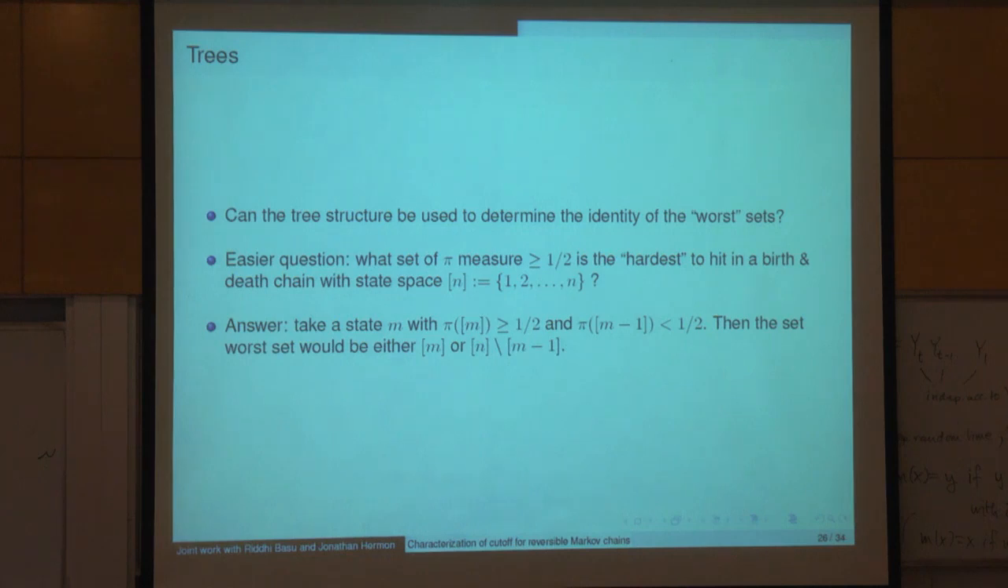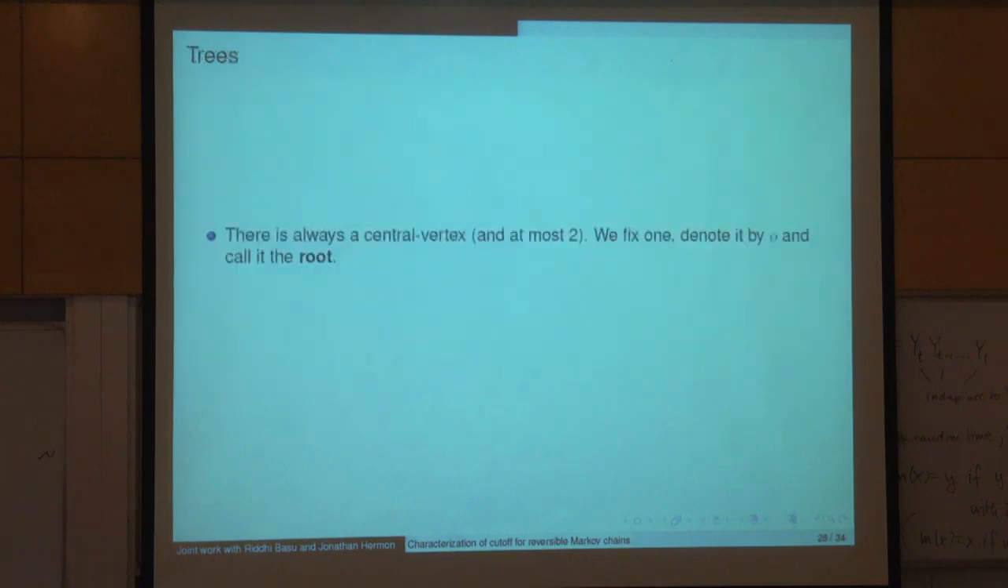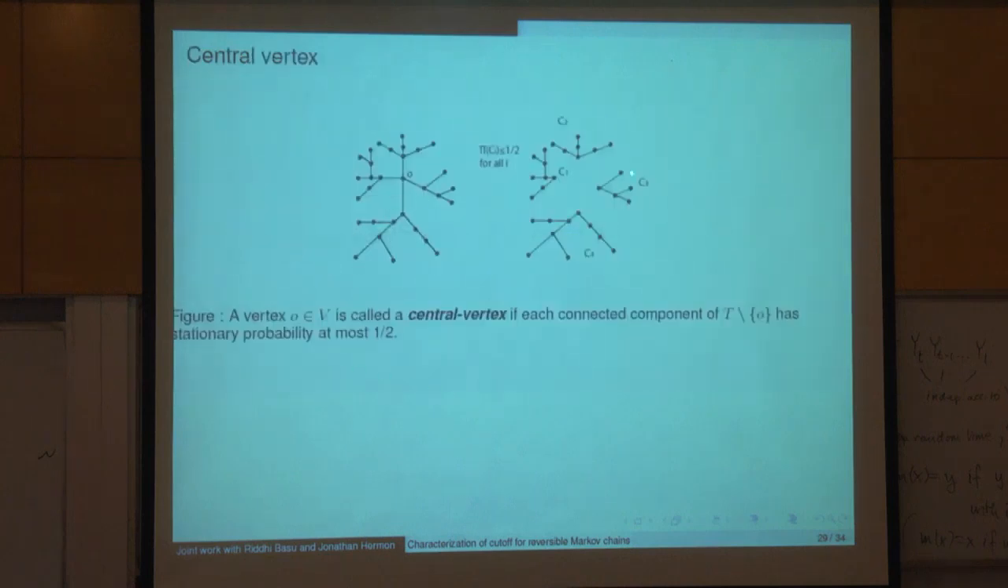So tree structure can be used to determine the identity of the worst sets to hit. A vertex is called central, and this is used in several different places, if when you remove it from a tree, the resulting components all have less than half the volume of the tree. Say we use pi to compute volume. There always is a central vertex, and there are always at most 2. This is a nice combinatorics exercise.